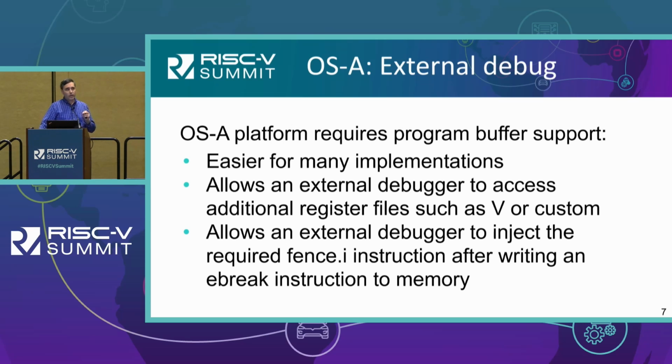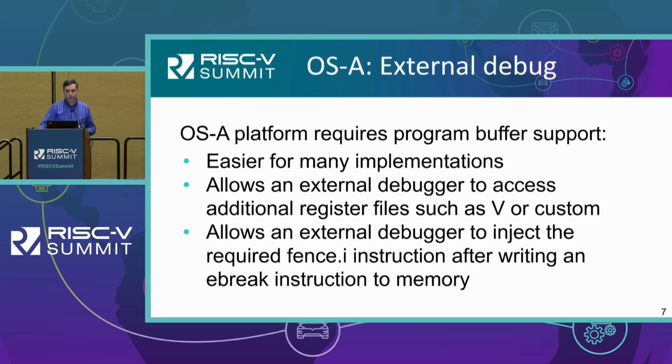There's also one additional subtle shortcoming of abstract accesses. Debuggers often write e-break instructions to memory, and this is self-modifying code, so you have to execute a fence.i instruction according to the architecture in order for the instruction fetches to see that e-break that you've injected. And with abstract access, there's no way to do that.